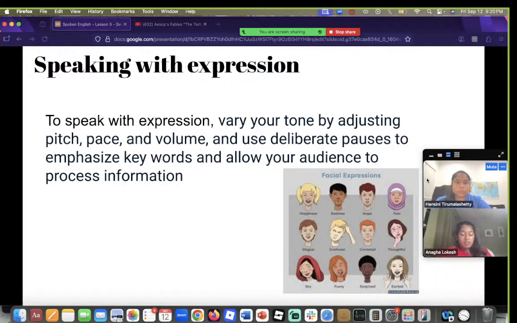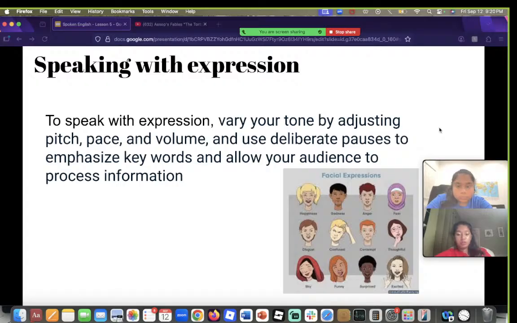Yes. So now we're going to talk about how to speak with expression. And to speak with expression is very important because we use it in our daily lives to show what emotion that we want our words to convey. In order to speak with expression, vary your tone by adjusting pitch, pace, and volume, and use deliberate pauses to emphasize, which means make more important, the keywords and allow the audience to process the information.